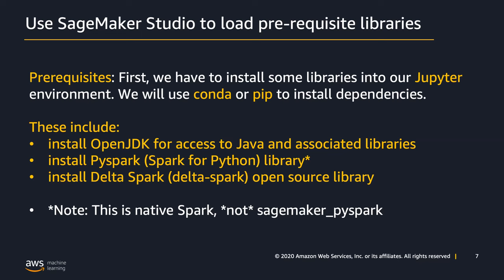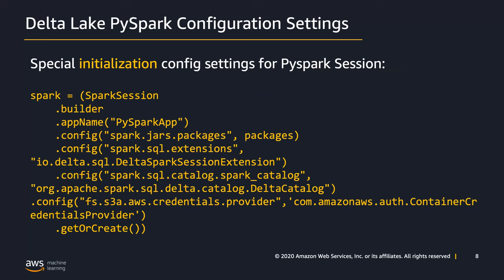What I'm going to show you is that SageMaker has multiple environments that you can run Jupyter Notebooks in. Primarily they include SageMaker Studio as well as Classic Notebooks. I'll define the differences in just a second. Today we're going to run in what we call our IDE, the full-featured IDE SageMaker Studio. In order to do this, we're going to have to make a few installations in that environment. We have to install OpenJDK for access to the underlying Java, the JVM. We're going to install a particular version of PySpark. And finally, we're going to install the Delta Spark open source library itself. So let's go ahead. Let me hop out of here. All right.